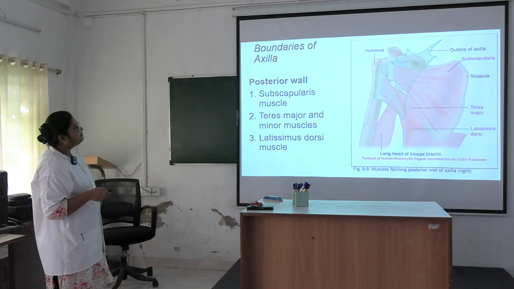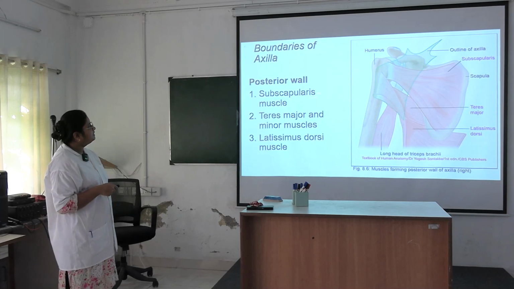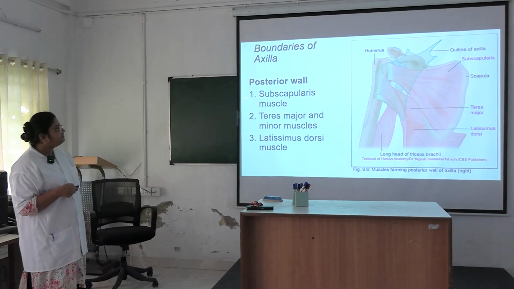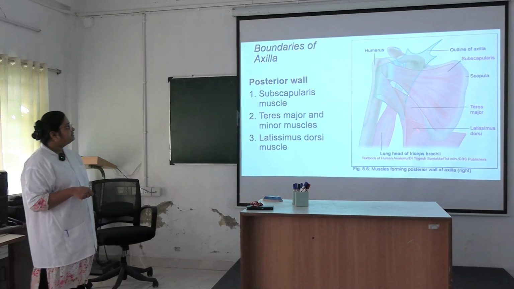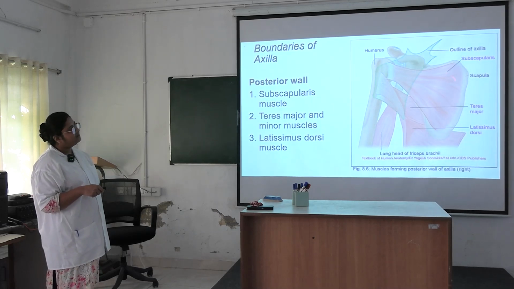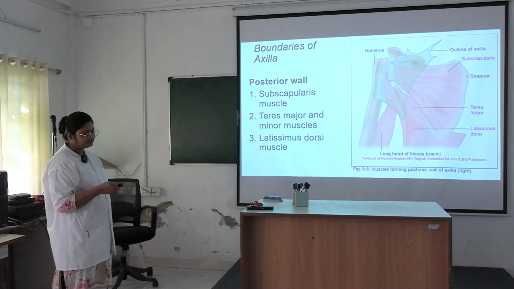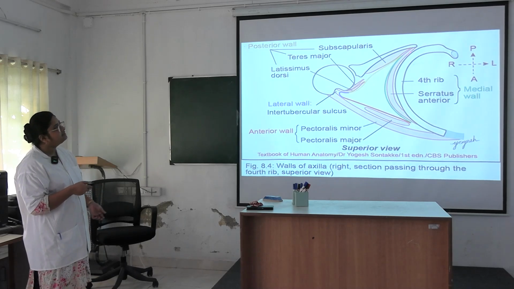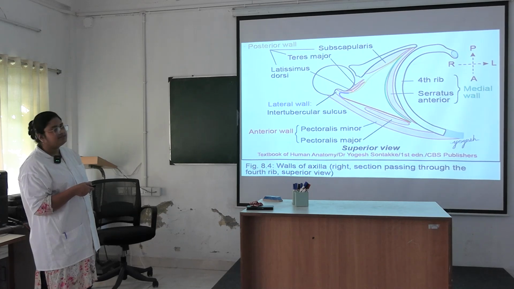Posterior wall, it is formed by the subscapularis. Here you can see the subscapular fossa. So the posterior wall is formed by the subscapularis muscle and teres major and minor muscle. Here you can see the teres major, and this is latissimus dorsi. Latissimus dorsi, teres major and subscapularis together form the posterior wall of the axilla. Here, this yellow colored one is the posterior wall formed by the subscapularis, teres major, latissimus dorsi.